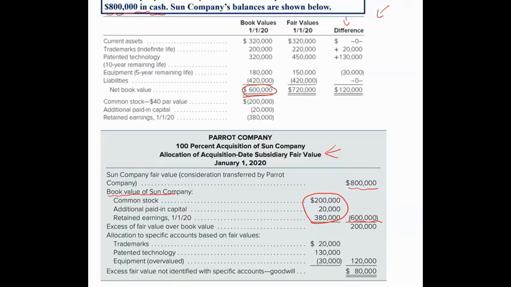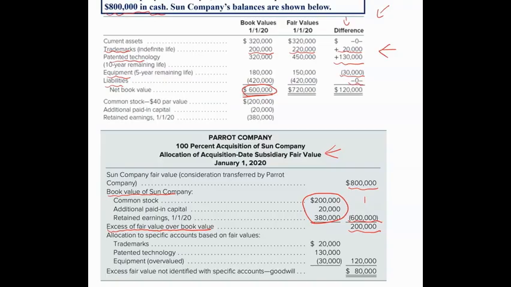The excess of the fair value of the consideration over book value is 200,000, which equals 800,000 minus 600,000. Next, we are going to allocate this 200,000 to those accounts with different fair value from book value. If we look at this table, notice the trademarks are undervalued by 20,000: fair value 220, book value 200. The second one is patented technology, undervalued by 130,000. And equipment actually is overvalued by 30,000, so there's a negative.